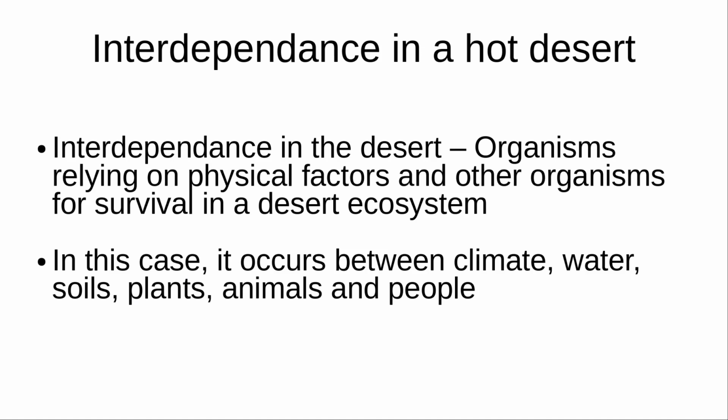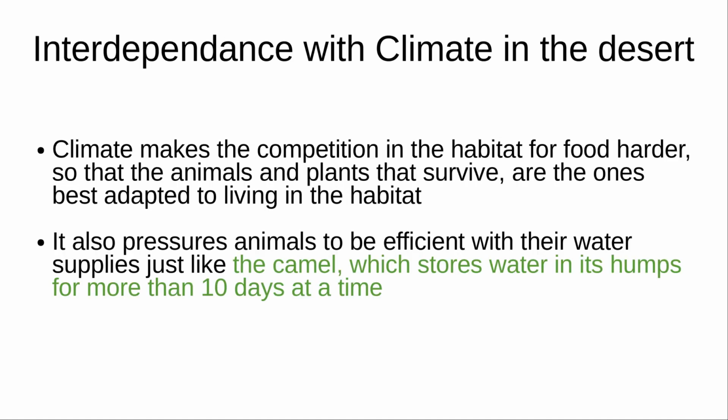There is a large interdependence of climate, water, soils, plants, animals, and people in the Thar Desert. It makes the competition in the habitats for food harder, so that the animals and plants that survive are the ones that are best adapted to living in the habitat. It also pressures animals to be efficient with their water supplies, just like the camel, which stores water in its humps for more than 10 days.